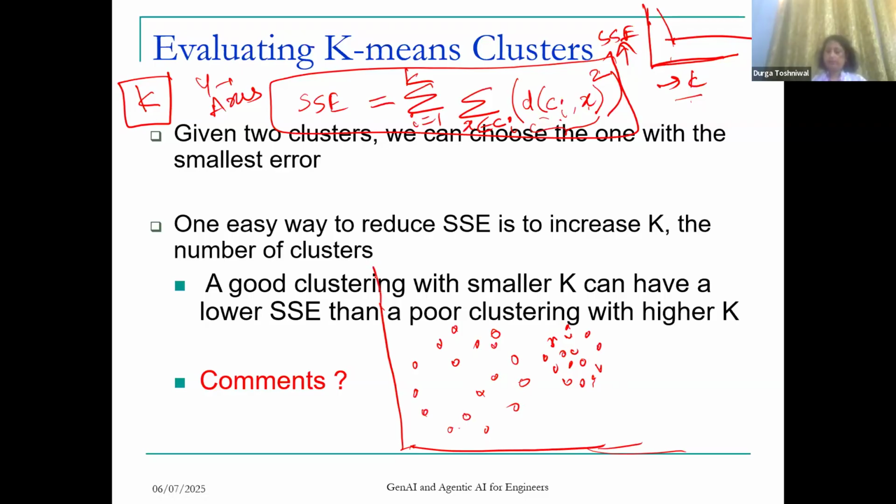Okay, this is a 2D data space. Fine. Now, the objective function needs to be minimized. That is, the error or the distance between the cluster center and the rest of the points in the cluster needs to be minimized as per the objective function, which is SSE, sum of squares of errors. So how can we do that?